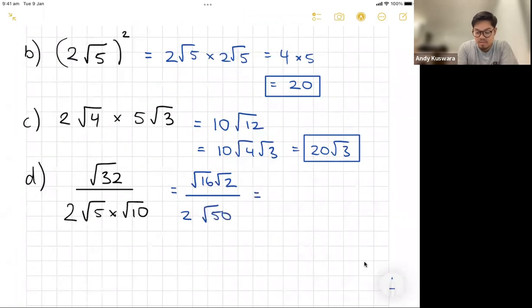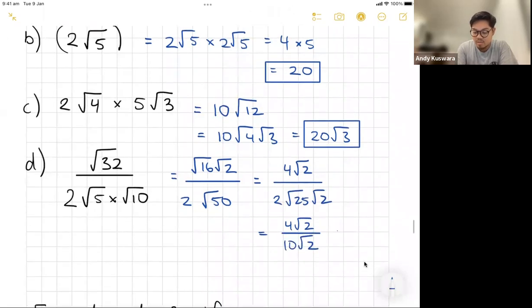Okay, so simplifying this even further, I can see now that root 16 is 4, so I've got 4 root 2. And on the bottom here, I can see this will be 2 root 25 root 2. So here I've got 4 root 2 over, and here I've got 2 times root 25, which is 2 times 5, which is 10.